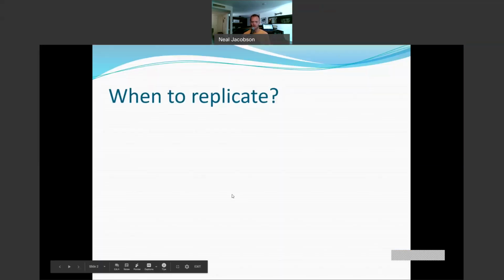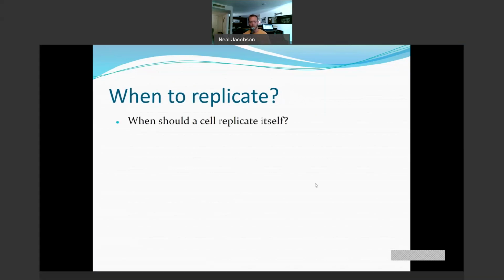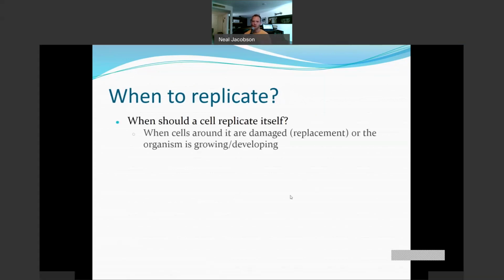And so let's talk about when to replicate. When would you actually want to replicate? There's really two reasons, right? A cell should replicate itself when some adjacent cells around it become damaged. So, like, let's say you cut your skin or something, right? Those skin cells are going to send out signals that they've been damaged, and that's going to initiate replication and cell division in the cells around the damaged cells. So that's one, if there's damage done, or if the organism is growing or developing or something, right?